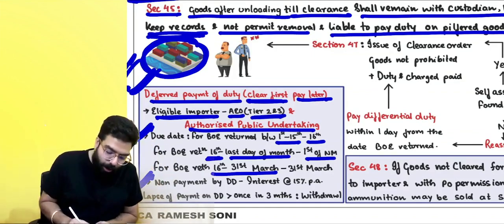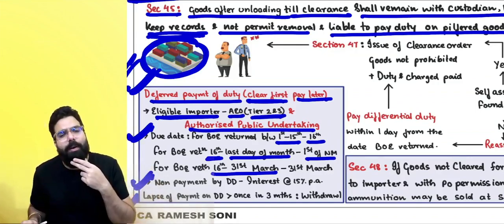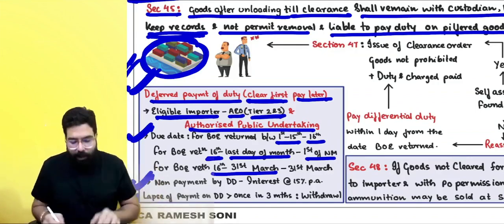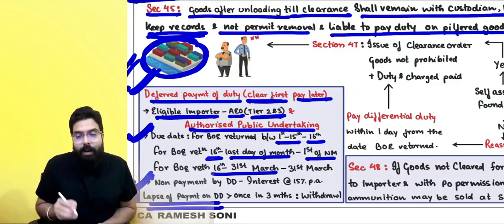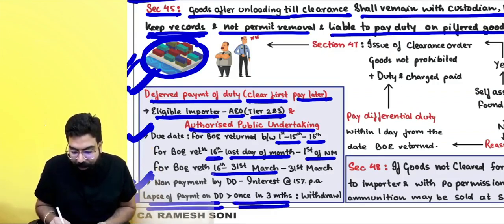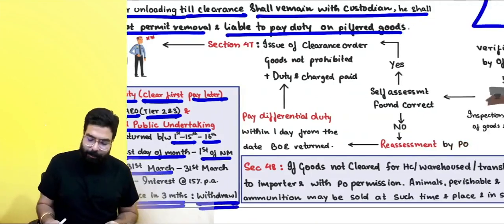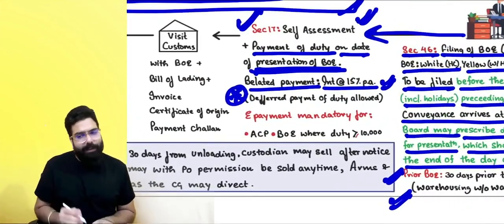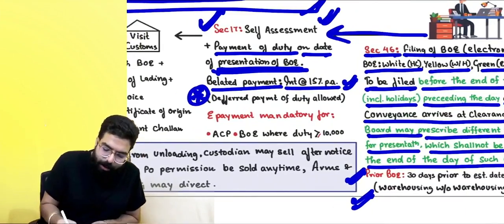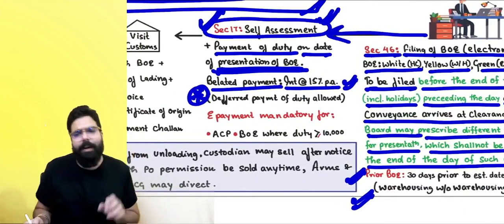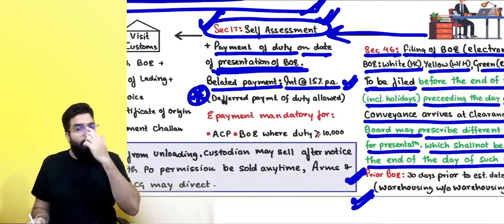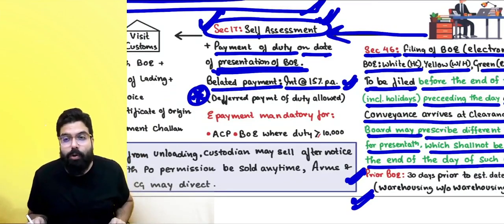Okay, sir. So, when will the deferred payment facility lapse? If you lapse the payment on the due date more than once in 3 months, then they will withdraw the deferred payment facility. Okay, sir, point is clear. Always remember, when you file your bill of entry, you will do the self-assessment and make the payment, or deferred payment facility will be allowed to you.